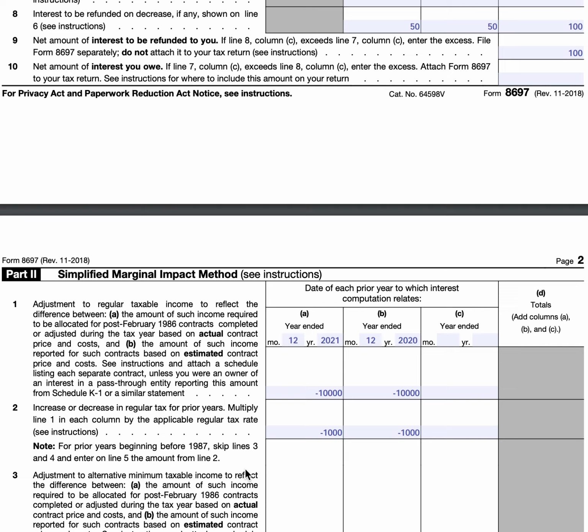Now, once you elect this method, this election applies to all applications in the year of election and in future tax years, unless the IRS consents to a revocation. So in other words, once you start using Part 2, you're going to be using Part 2 in the future unless you request permission to go back to the regular method.